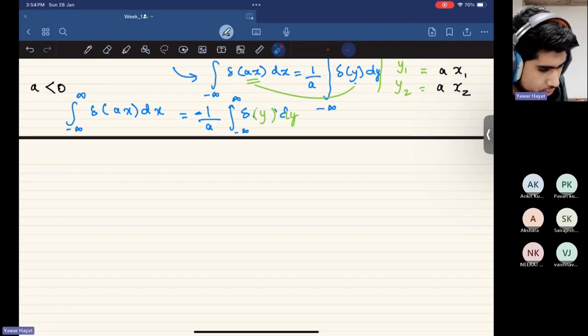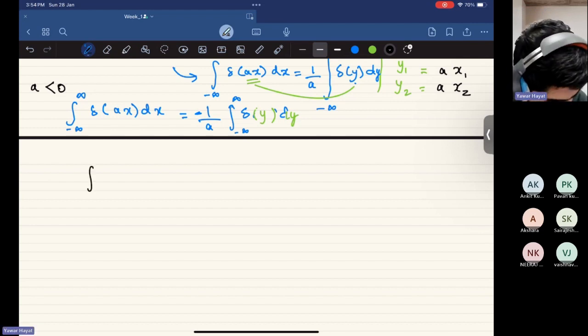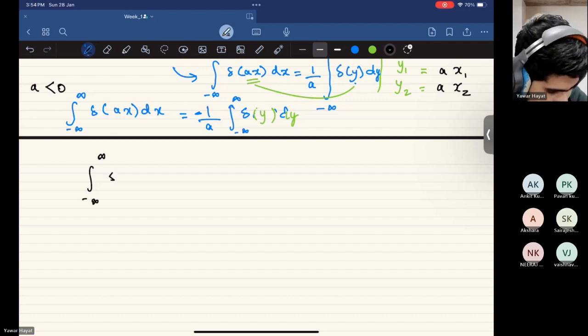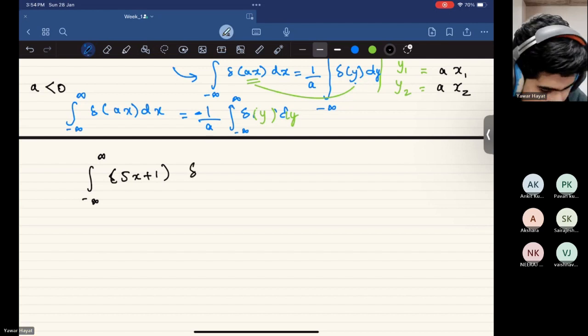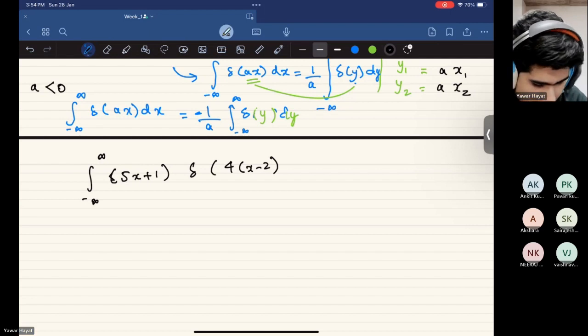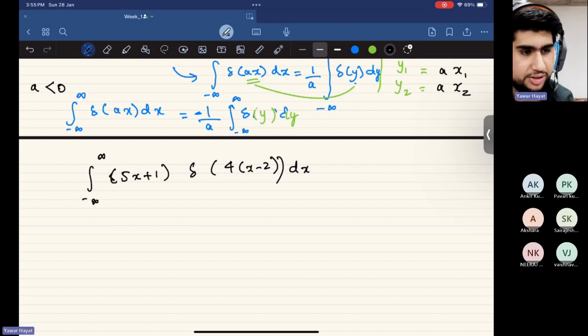So now that we have proved this one, I'll give you a problem. The problem is the integral from minus infinity to infinity of (5x plus 1) delta of (4x minus 2) dx. I hope I did not miss the brackets. Yeah, I guess it's fine. So can all of you attempt this problem and write in chat the answer?